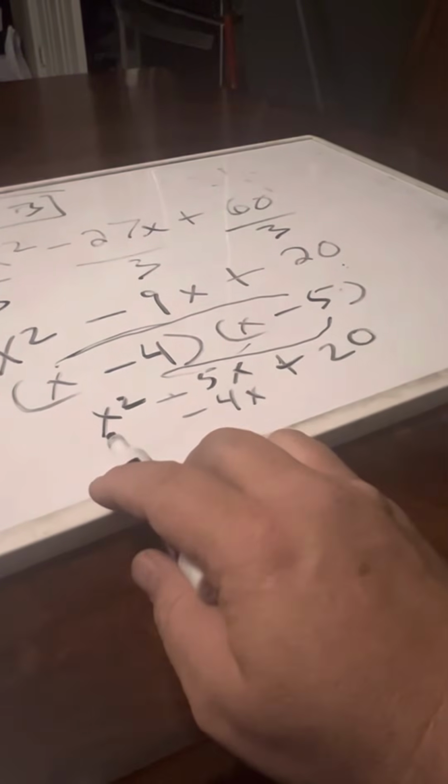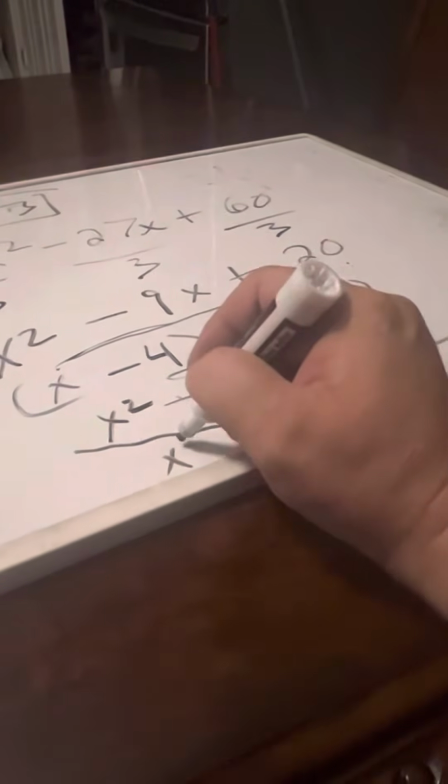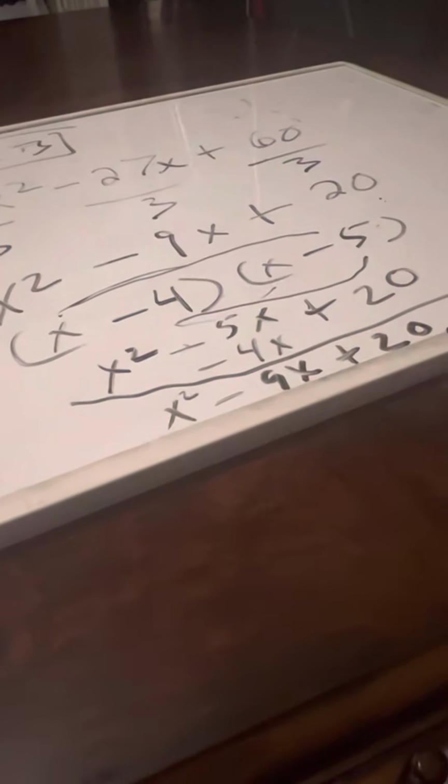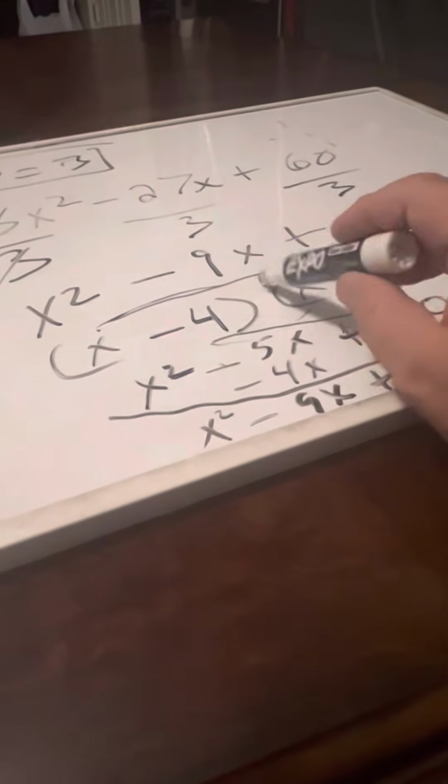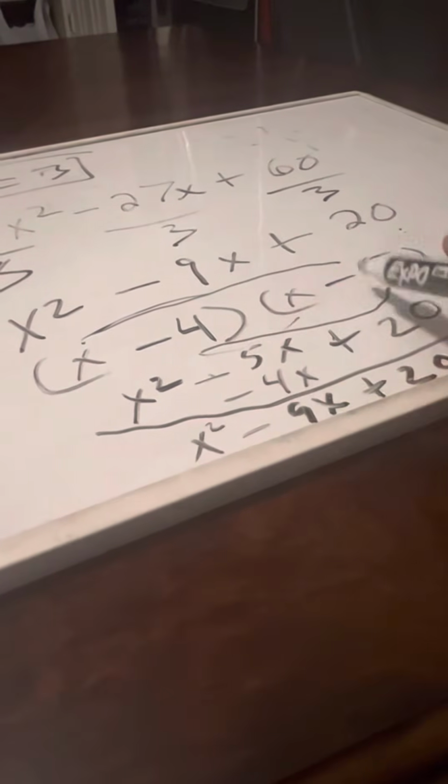And you have x squared minus 9x. X, you see that? Let me draw a line right there. You have x squared minus 9x, right there, plus 20. X squared minus 9x plus 20 is that, x squared minus 9x plus 20. So now you know that those are the factors of that.